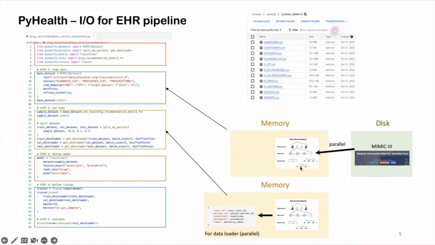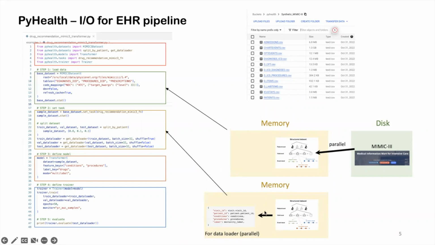a multi-level tree structure. Right now the data is stored in memory. This base dataset is an object. And then for the second step, healthcare dataset dot set task, what we do internally is operate directly in the memory.